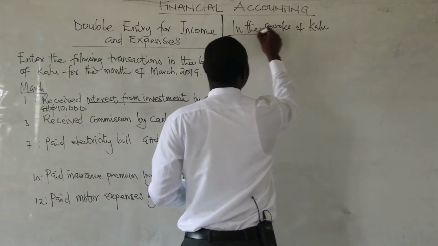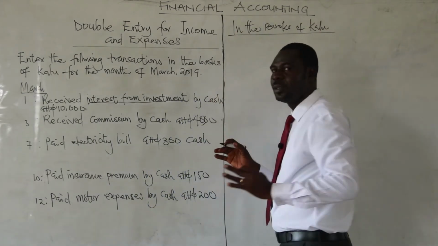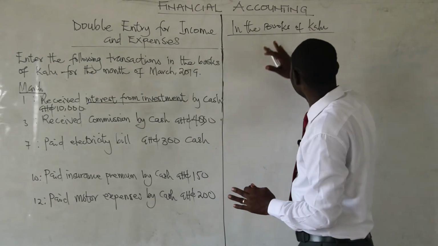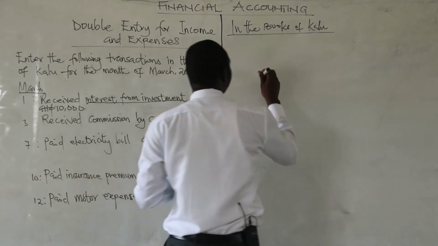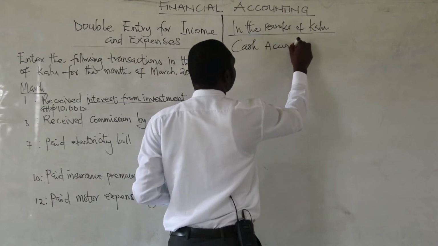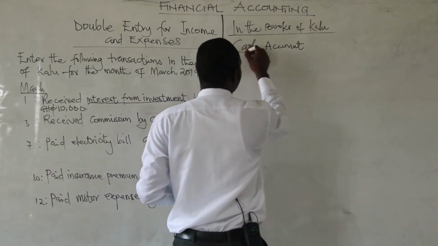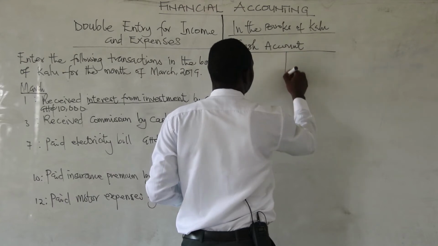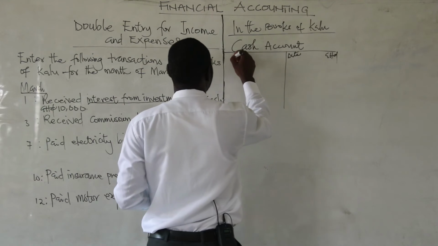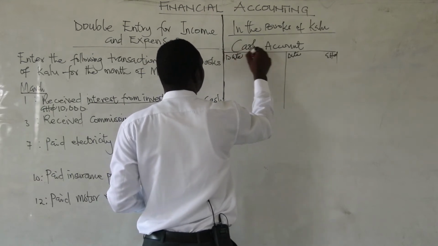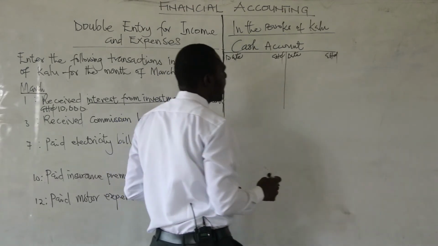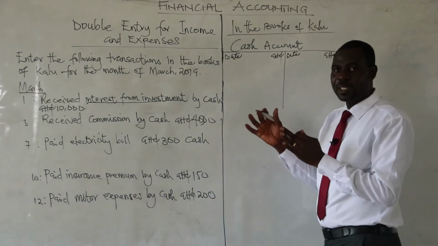So the heading is in the books of Kalu. In Kalu's books, this is what we have found. So we write in the books of Kalu. Then we open the account for cash. Then we open account for investment income.